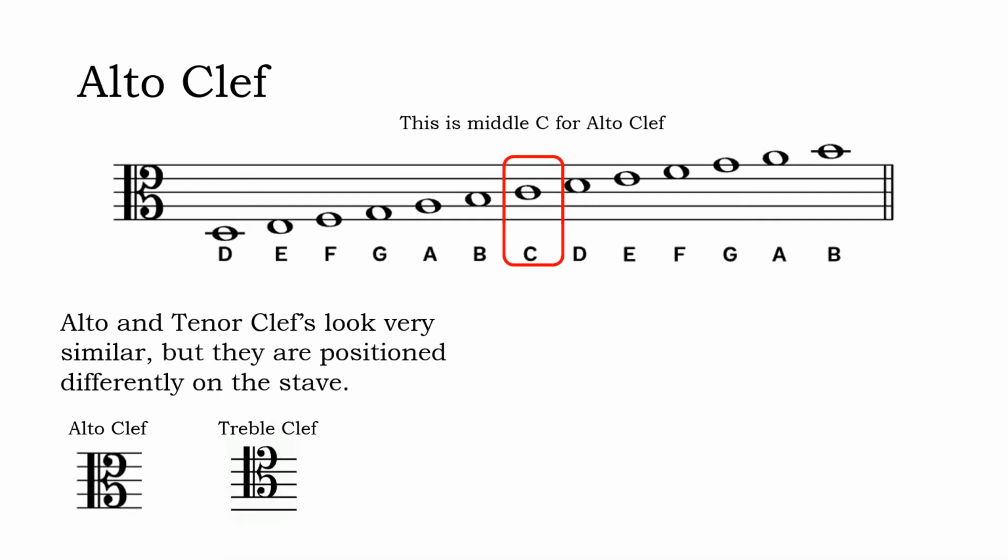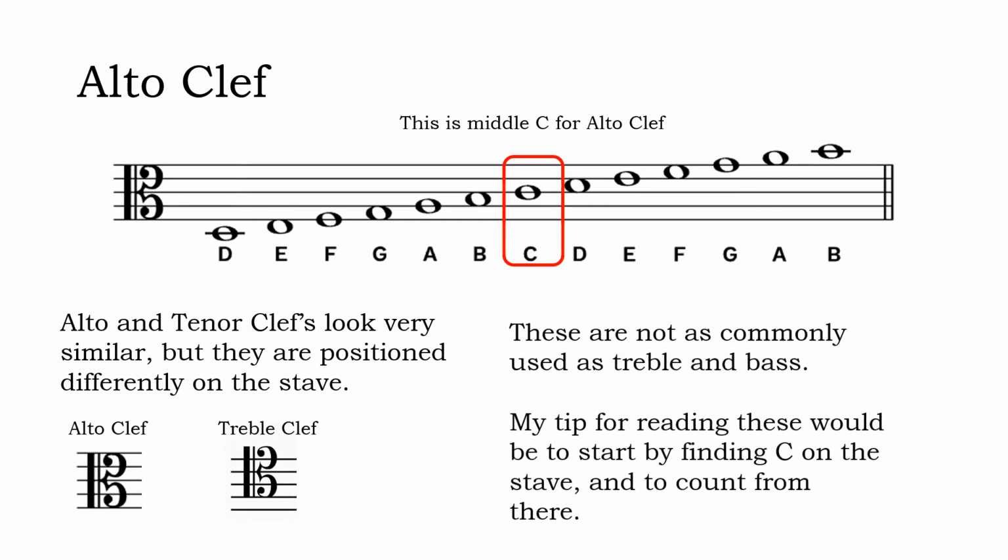The alto and tenor clef look very similar, but they are positioned differently on the stave, as shown in the diagrams below. These are not as commonly used as treble and bass clef, as I've mentioned before, so I would suggest remembering where to find middle C and then counting from there.